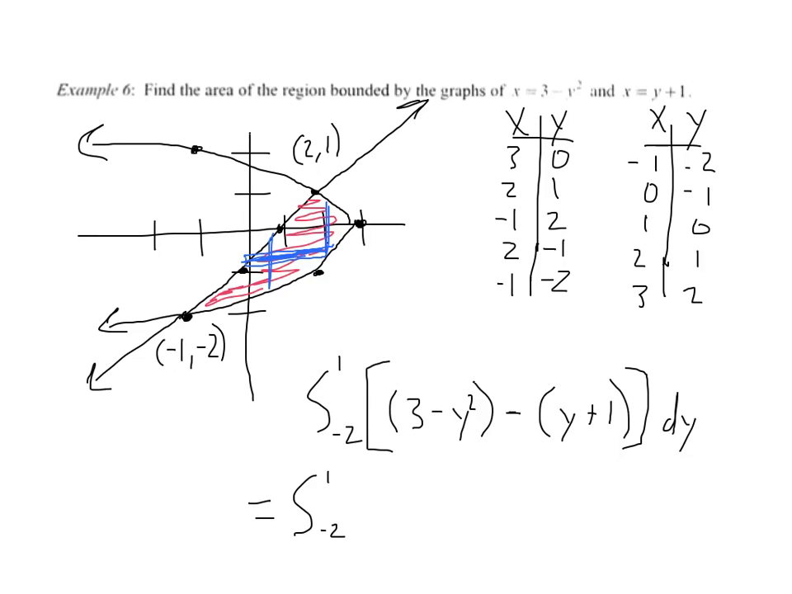So maybe I rearrange this a little bit, and I could reorder everything that I'm looking at with my functions. I'm going to have a negative y squared, minus a y, and then a plus 2. So that's a little easier to work with.